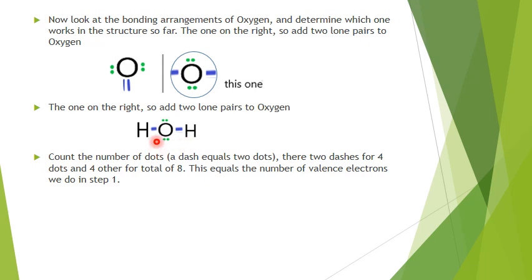Now if you count up the number of dots, where a dash is equal to two, it should equal the number of total valence electrons. 2, 4, 6, 8 equals the number of valence electrons. Voila. And if you go back and look at the other water molecule, it's the same.